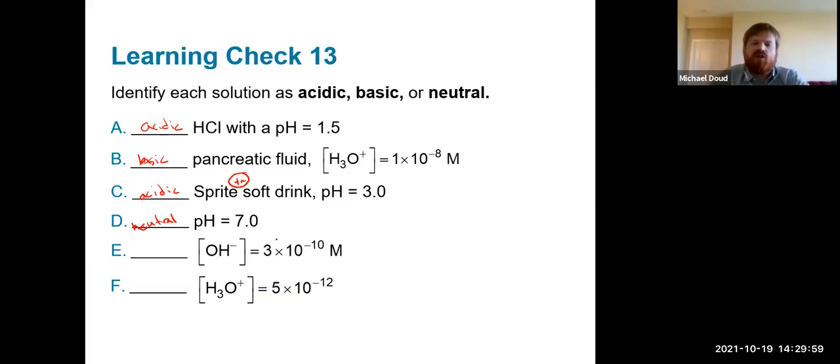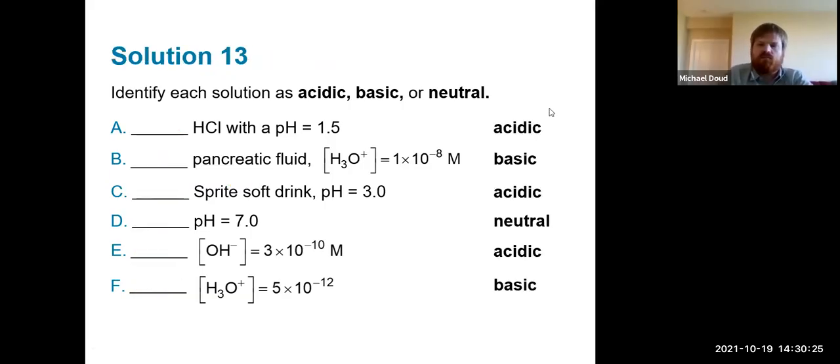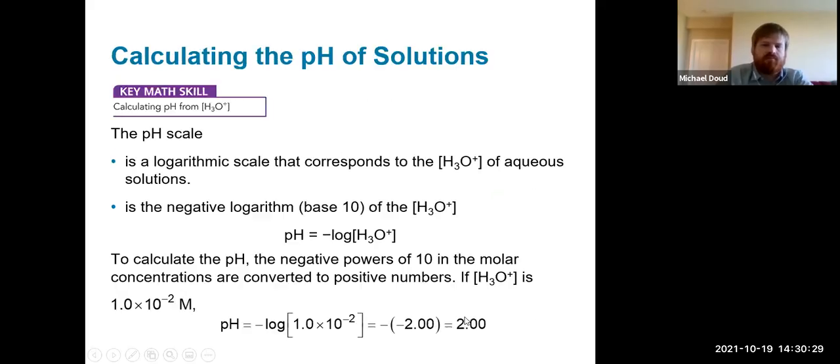The hydroxide ion concentration equals 3 times 10 to the negative 10th molar. Well, that's less than 1 times 10 to the negative 7th. So that means you have a low hydroxide ion concentration, which means you have a high hydronium ion concentration, and so you have an acid. And then finally, the hydronium ion concentration is 5 times 10 to the negative 12th. Well, that's less than 1 times 10 to the negative 7th, so this must be basic. Okay, let's see how we did. Yeah, looks pretty good. Acidic, basic, neutral, acidic, basic. Okay. Now, how do we calculate the pH?